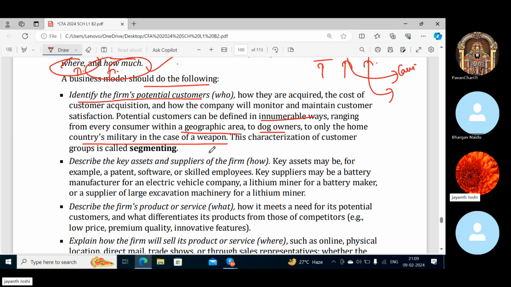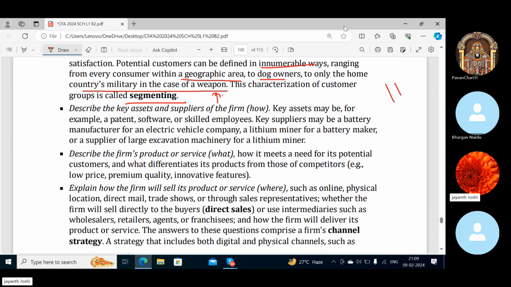Anyone can be a customer in the world, but the preference for the products may differ. So this is called segmenting, the characterization of customer groups, because every human being is a customer in this world, but they have different requirements. The army has a requirement for weapons; we don't have that. Next, describe the key assets and suppliers to the firm.